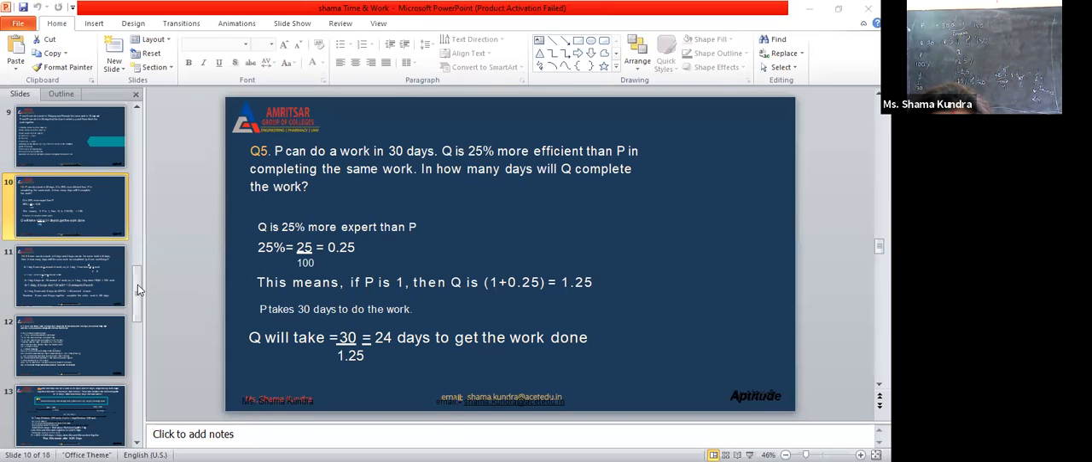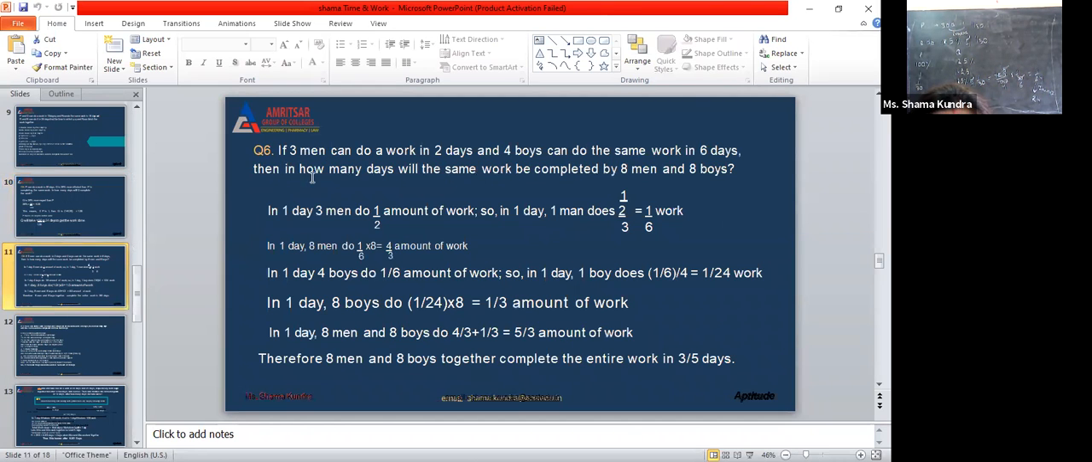Now moving on to the next question, question number 6. If 3 men can do a work in 2 days and 4 boys can do the same work in 6 days, then how many days will the same work be completed by 8 men and 8 boys? Again, very easy. What we have to do, we have to invert and find the one day work. These two tricks we have up our sleeves. We use them to solve the sum.